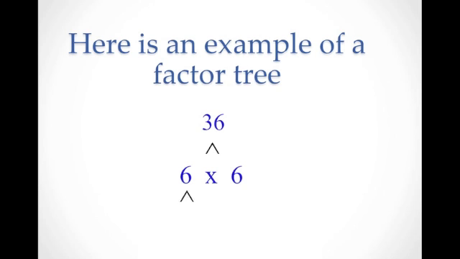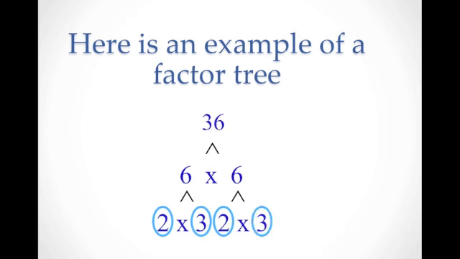Then if I look at each of those individual factors, 6 can be broken down into 2 times 3, and the other 6 can also be broken down into 2 times 3. Notice that the 2 and the 3 are both prime numbers. So we can say that 36 is equal to the product of these primes, and if we put them in order, we get 2 times 2 times 3 times 3. Or, more efficiently, we can write 2 squared times 3 squared.